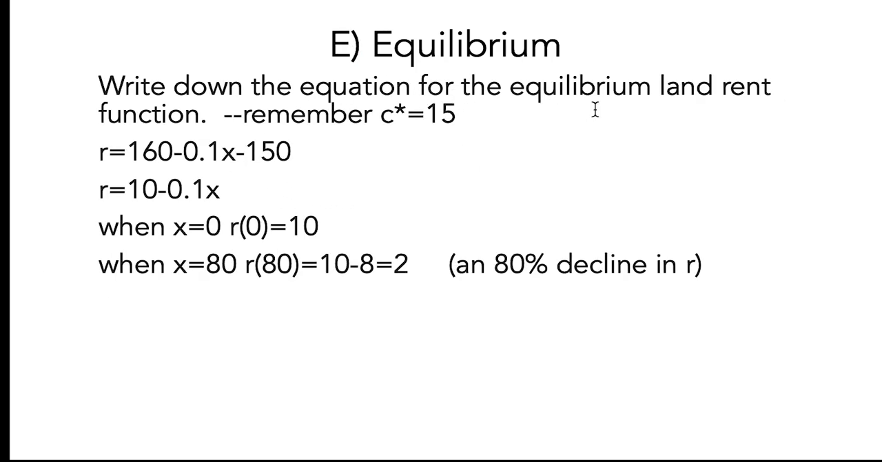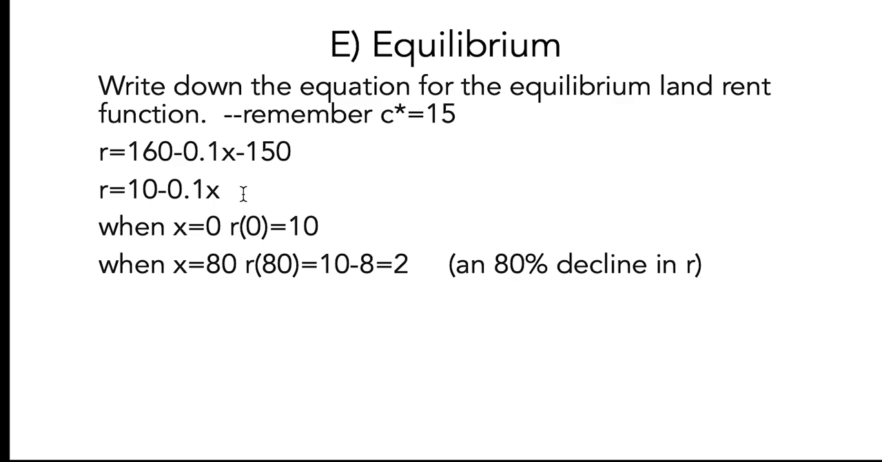So write down the equation for the equilibrium land rent function. We have the rent function R equals 160 minus 0.1x minus 10 times 15. That is 150. And from here we can just simplify to R equals 10 minus 0.1x. And now we have a function of R, which is the land rent, in terms of distance, which is precisely what we needed.